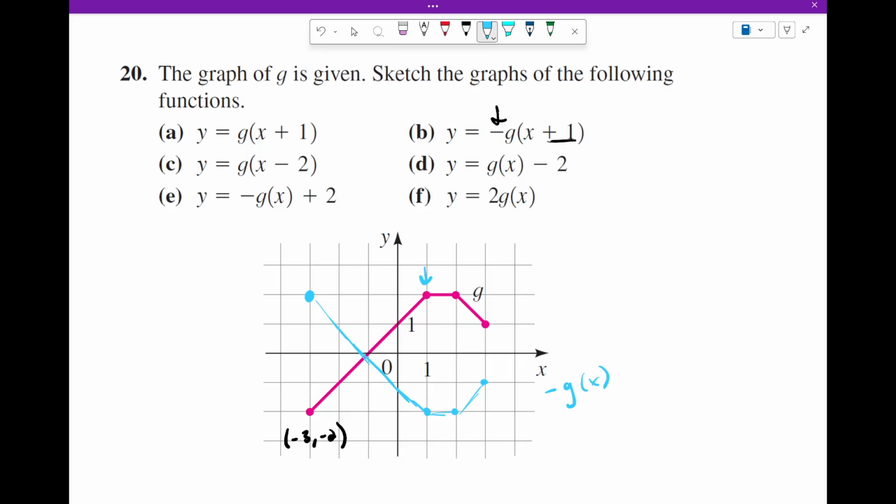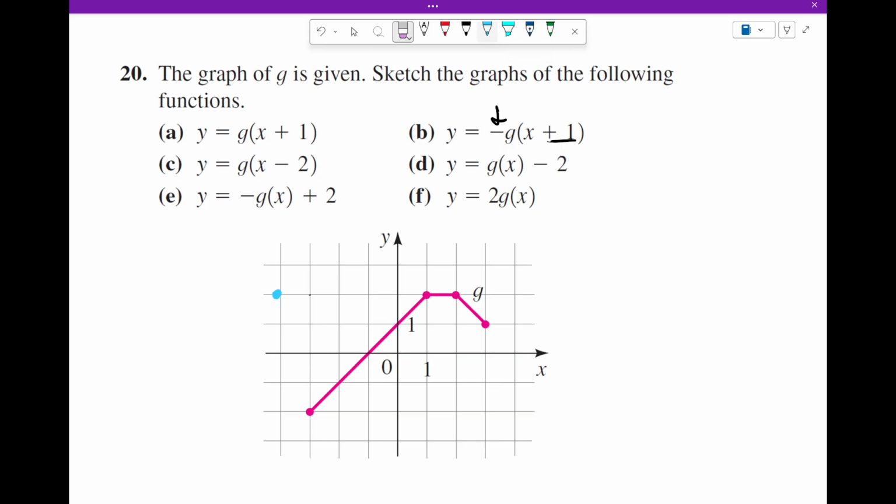So this is -g of x. But now we have to do the +1 part, which means we have to shift it over to the left. So let me go ahead and get rid of all this. So now this point goes over here. This ordered pair goes over here. That one goes there, and this one goes here. So if I just get rid of all of this, now we have this graph. And that's what it looks like. So you got to remember, you got to go in the order in which we do these shifts and everything. Okay?